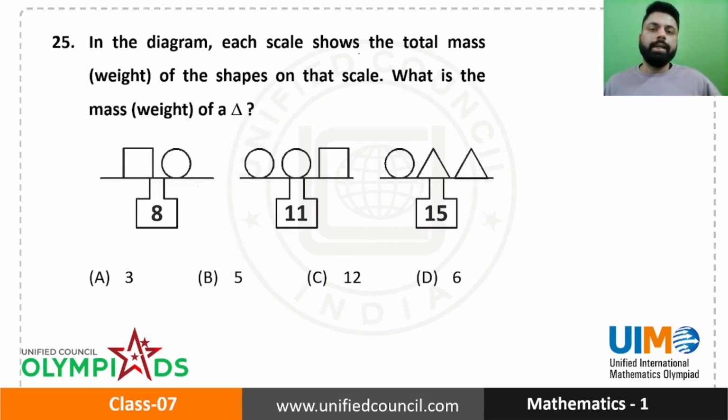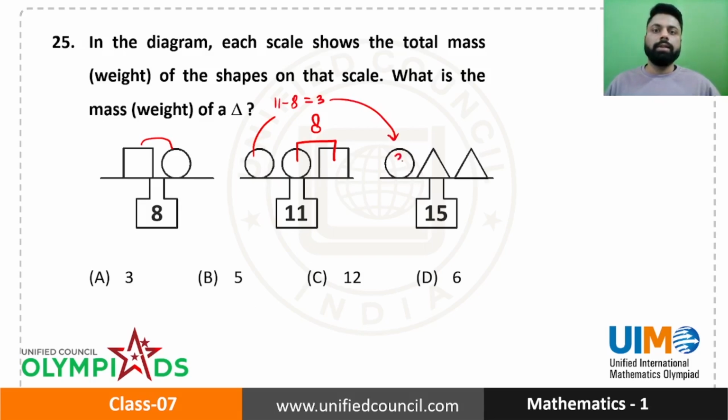In the diagram, each scale shows the total mass weight of the shapes on that scale. What is the mass of a triangle? So 1 square plus a circle is 8. So instead of this, we can write it down as 8. So for one circle, it will be 11 minus 8, that is 3.